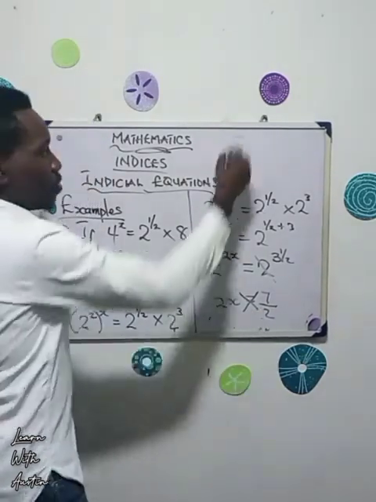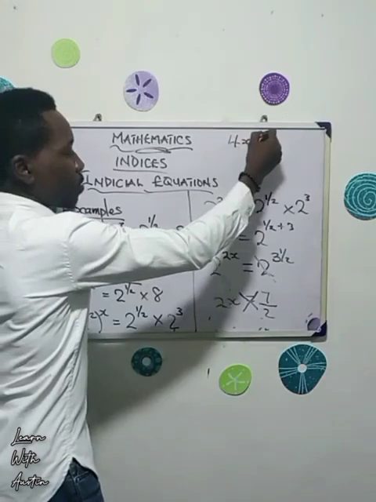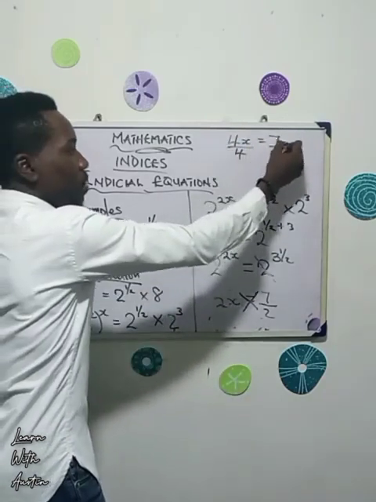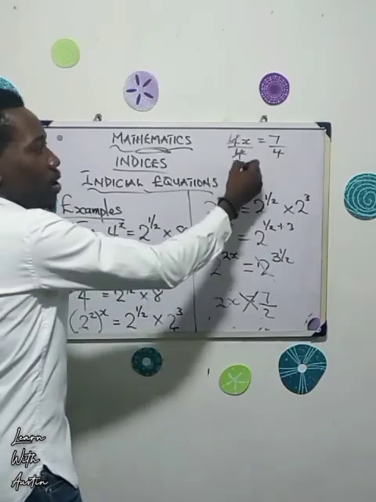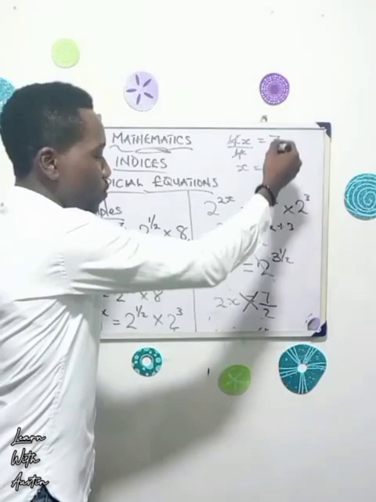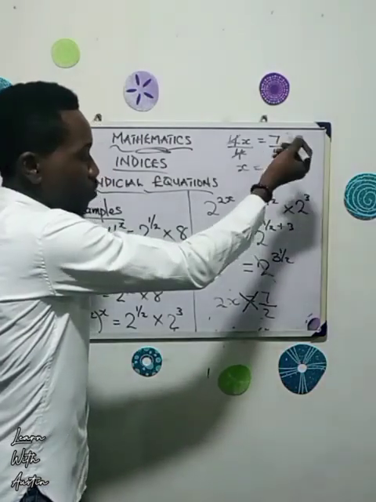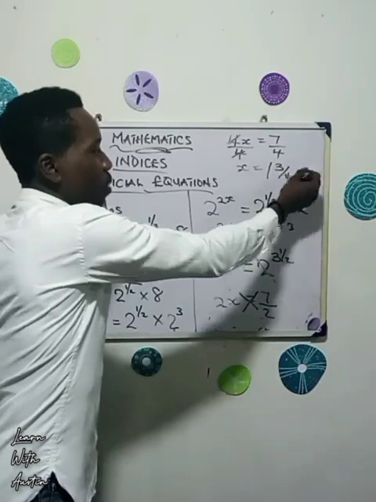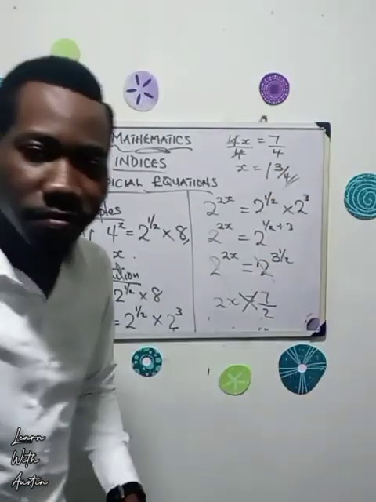So this times this will give us 4x equals 7. So divide by 4 and divide by 4, 4 cancels 4, and x equals 7 over 4. 7 over 4 is going to give us what? 1 and 3 over 4. That's the value of our x.